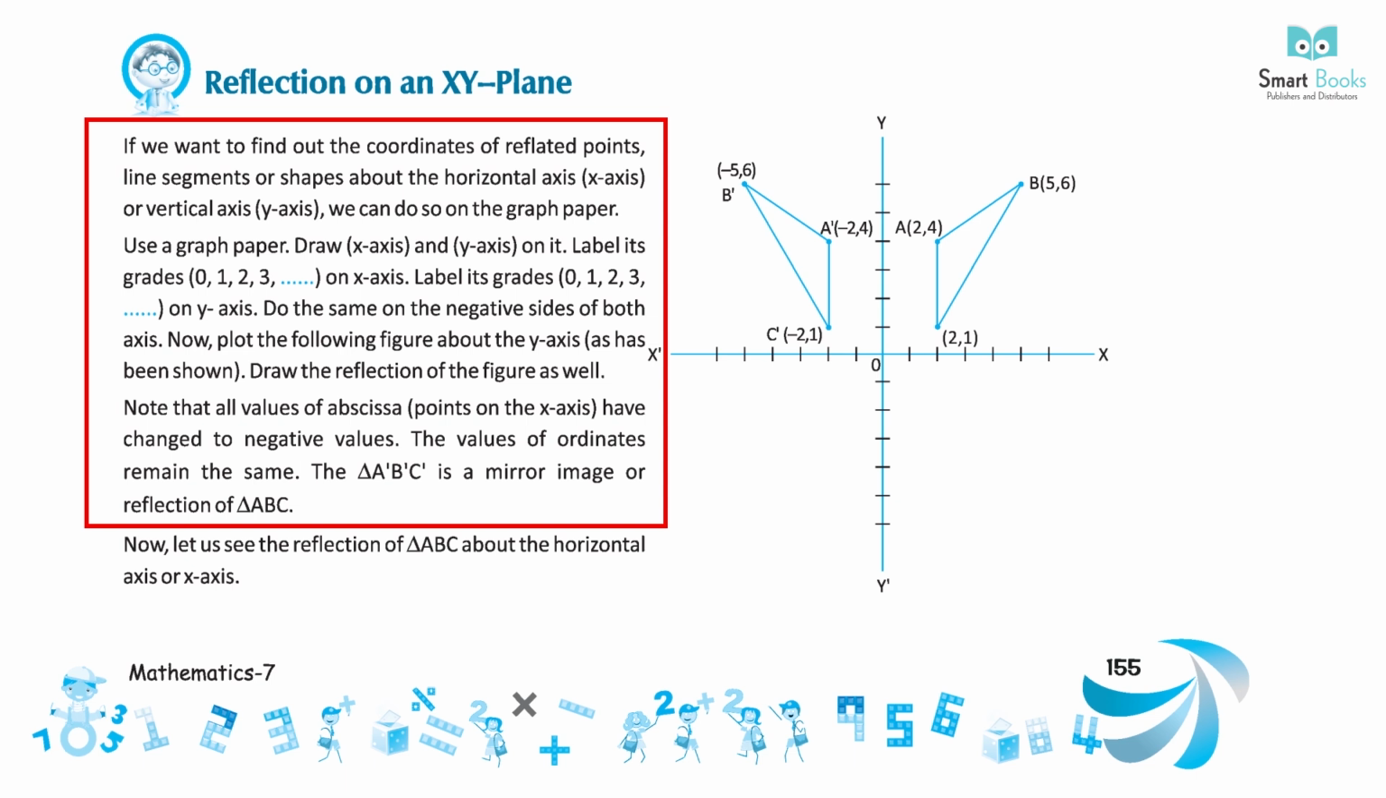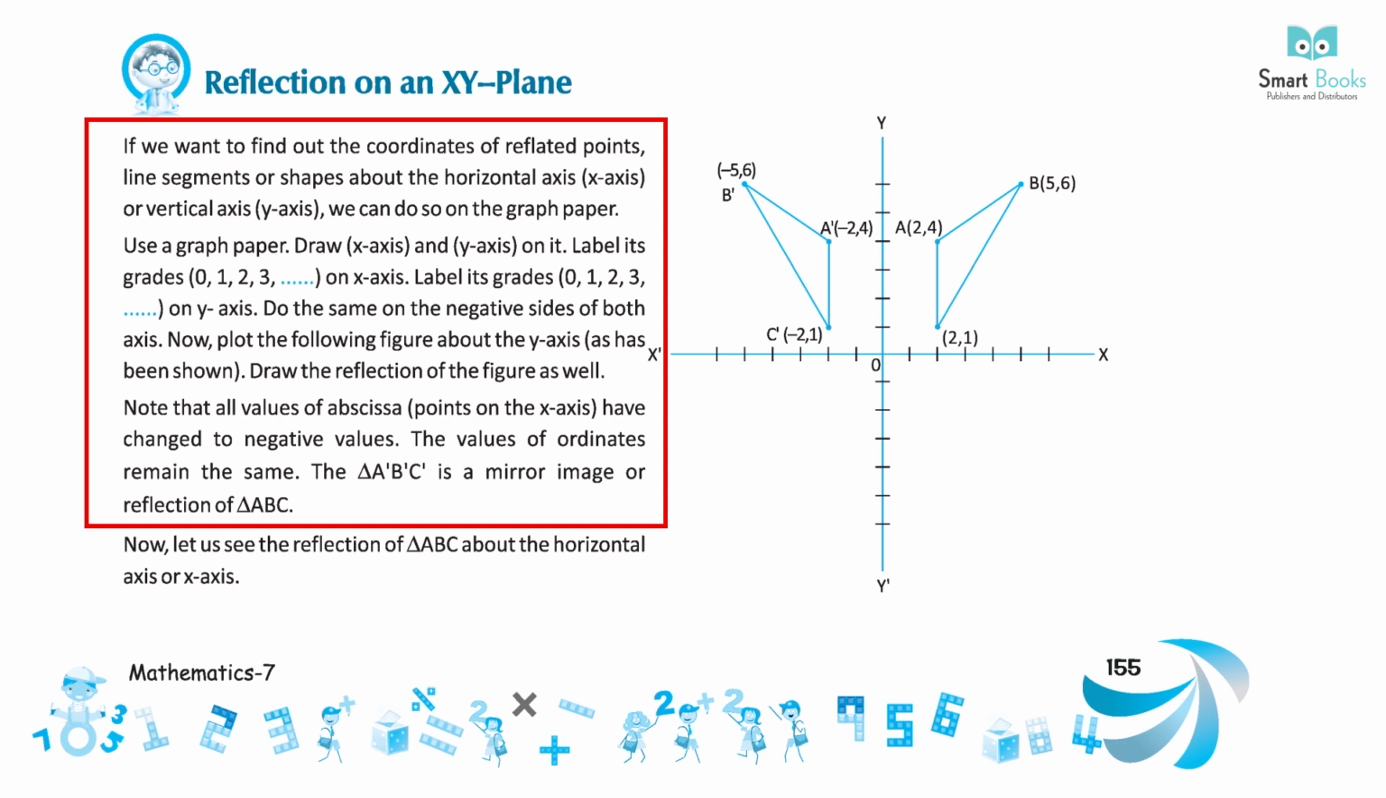If we want to find out the coordinates of reflected points, line segments or shapes about the horizontal axis, x-axis, or vertical axis, y-axis, we can do so on graph paper. Use a graph paper, draw the x-axis and y-axis on it. Label its grades 0, 1, 2, 3, and so on on the x-axis. Label its grades 0, 1, 2, 3 on the y-axis. Do the same on the negative sides of both axes.